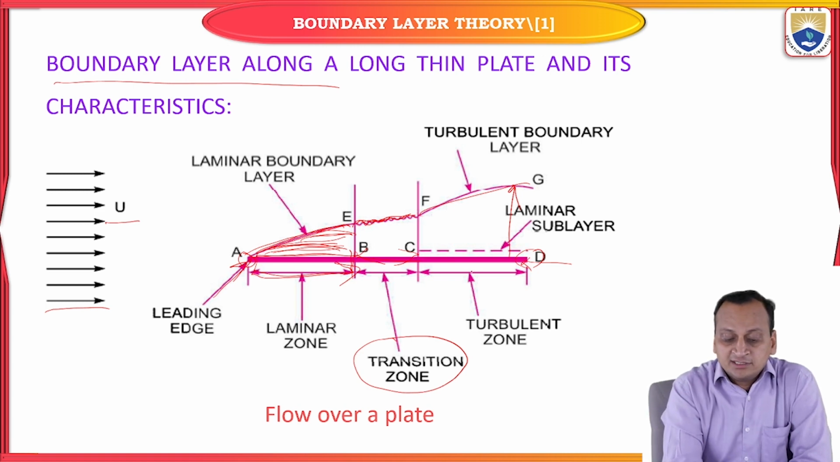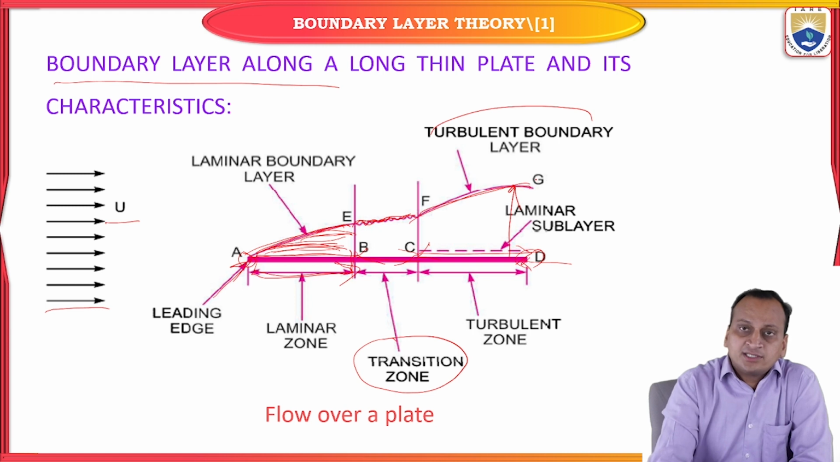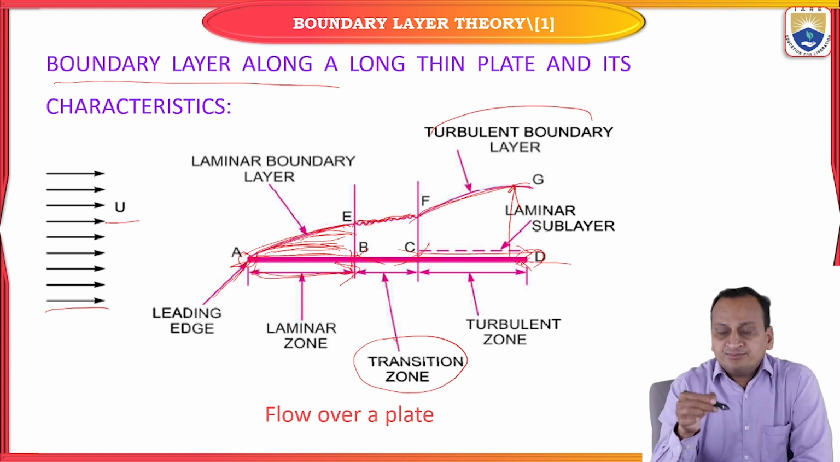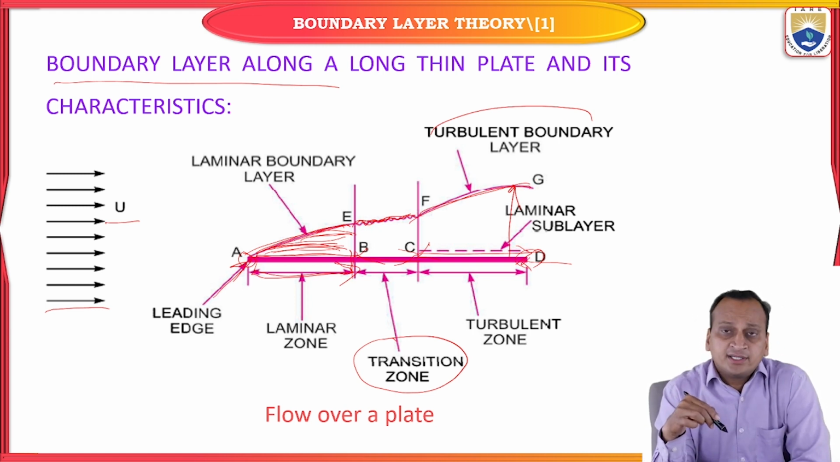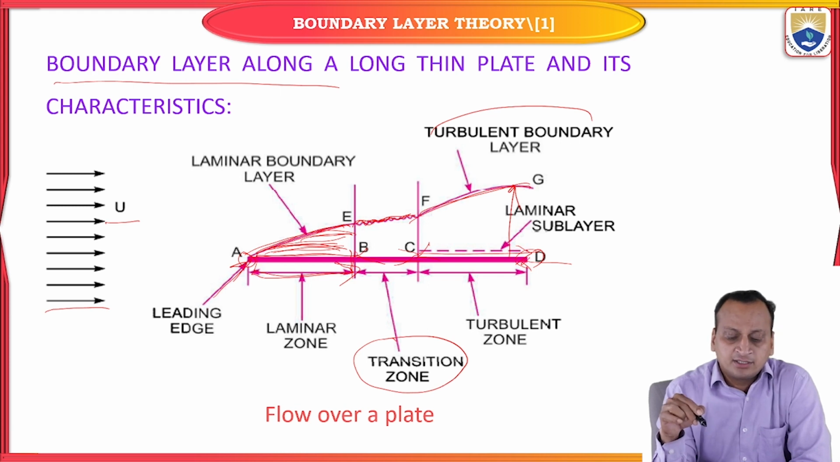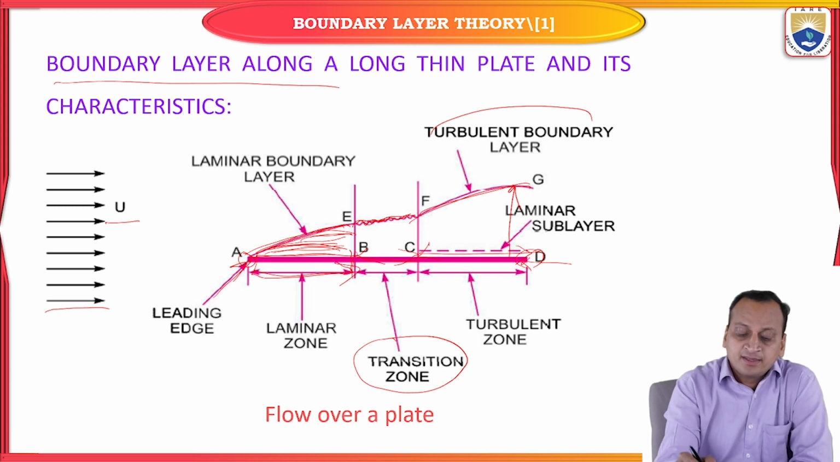Over the length CD, from C to the trailing edge, the particular length is known as the turbulent boundary layer. This is known as the turbulent boundary layer. How the velocity and the boundary layer thickness are going to vary, and what the relationship is in a turbulent flow, will be seen.